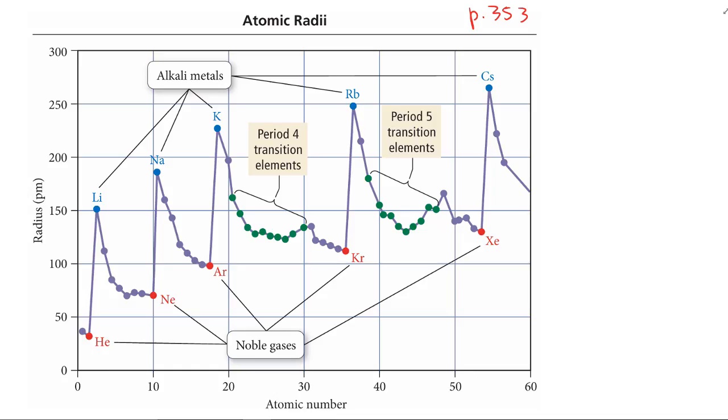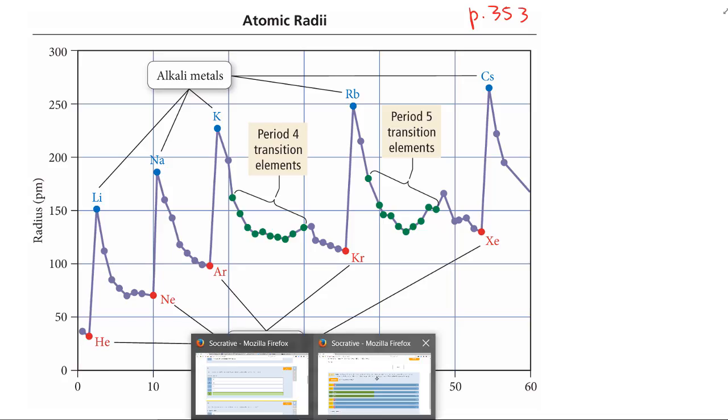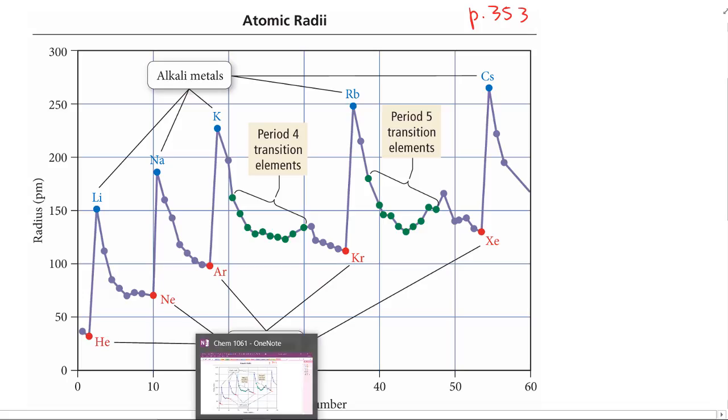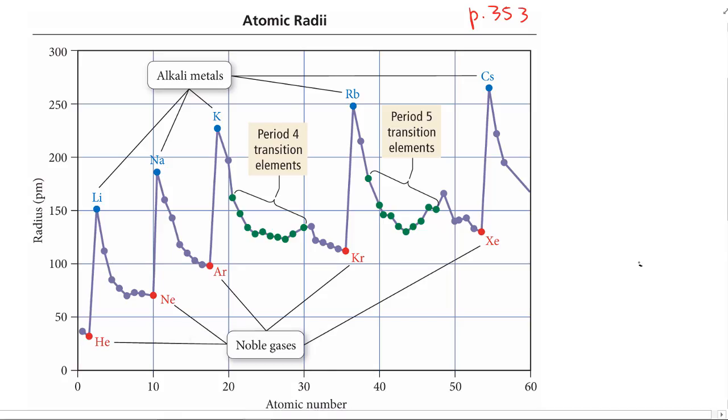And so this shows what those trends would be. What I'd like for you to do now is to examine those trends and then go to your Socrative app and answer the questions here. What are the general trends for the atomic radii in the periodic table? Select all of the answers that apply. I'll show the trends here once again. Take a look at the data. If you don't have your textbook open yourself, talk with a neighbor before you commit yourself. What are the general trends?